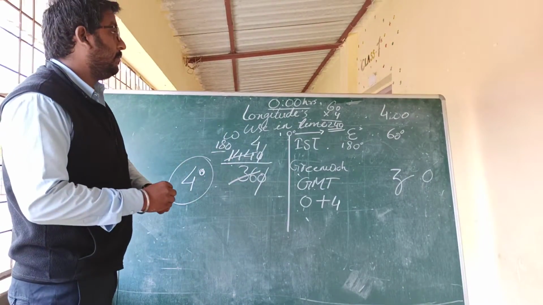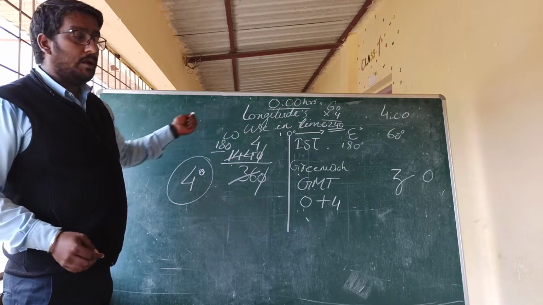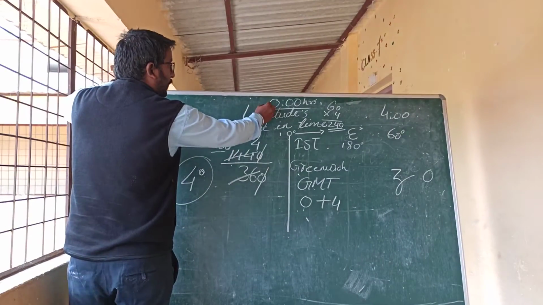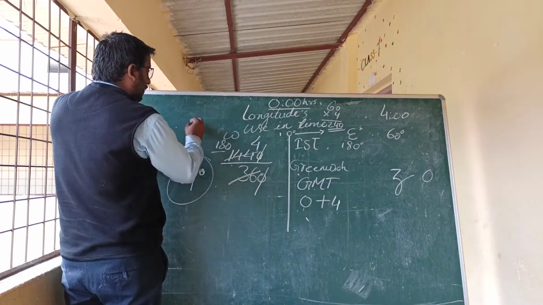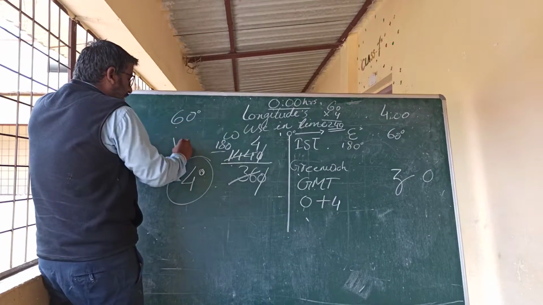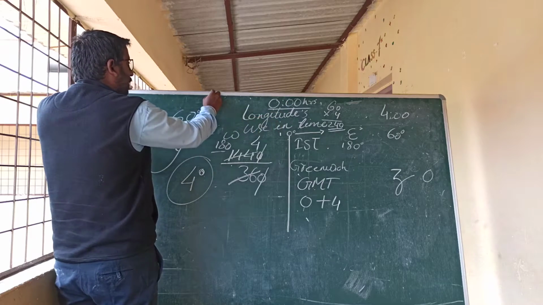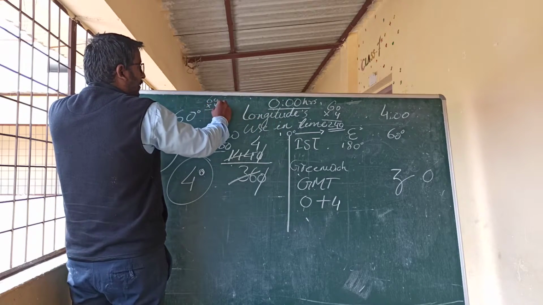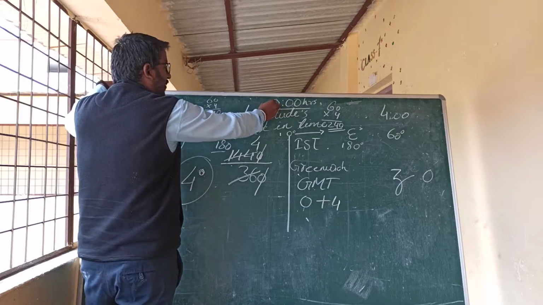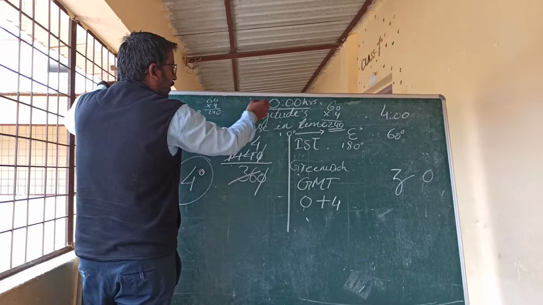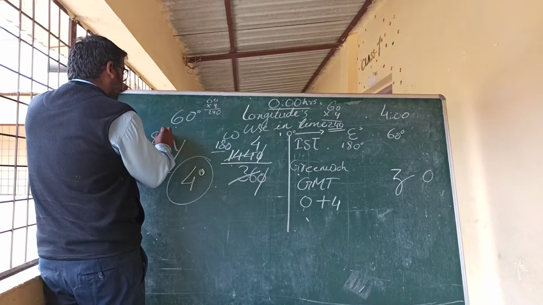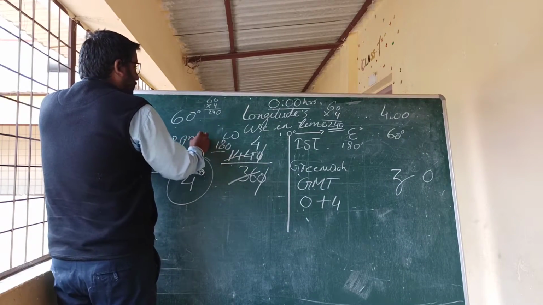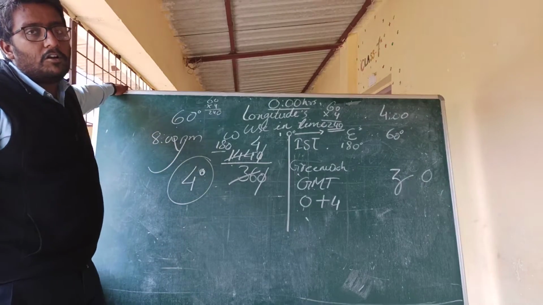You understood? Similarly, it goes negative when you come to this side. That means if it's 00 here and you come to the western side, suppose again 60 degrees to country Y, then you multiply 60 by 4, that's 240, and you have to deduct 4 hours from 00 hours. So it will be 8 p.m. of the previous day. You got my point?